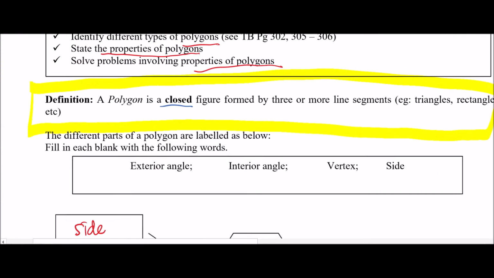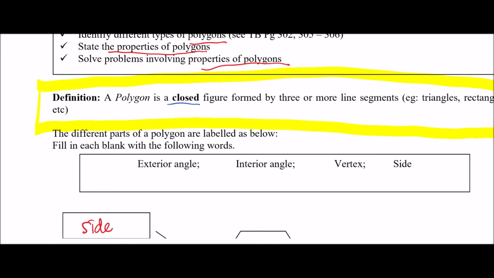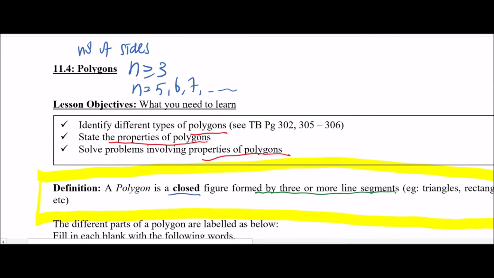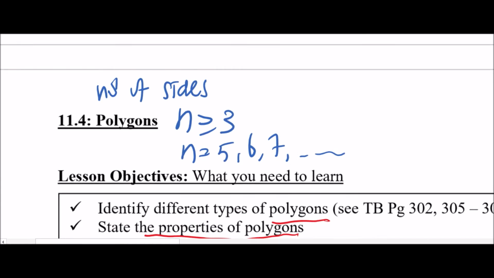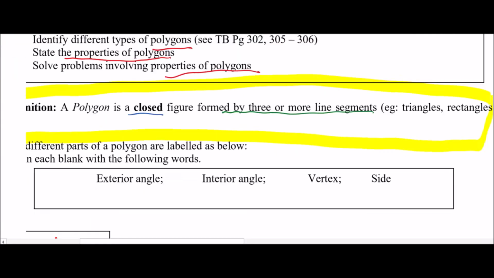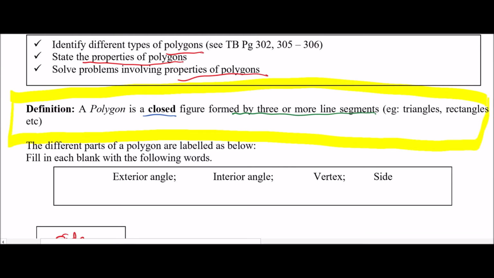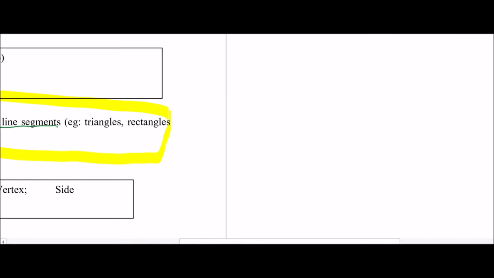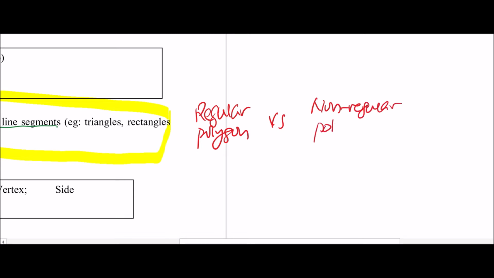A polygon is a closed figure formed by three or more lines, as we have discussed. So for a polygon, the number of sides can be 3 or more, such as triangles and rectangles. These are the things that we have seen before. But at this point, I'd like to bring out a common misconception that many people may have, which is the difference between what we call a regular and a non-regular polygon. What are the differences between these two?